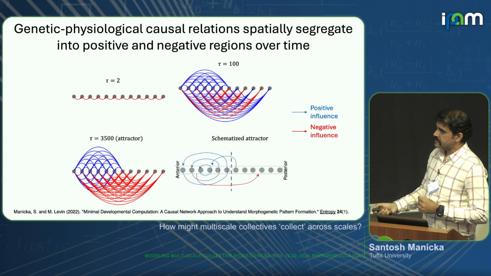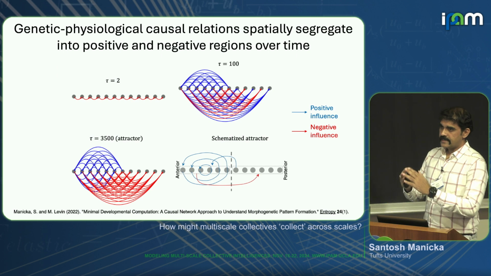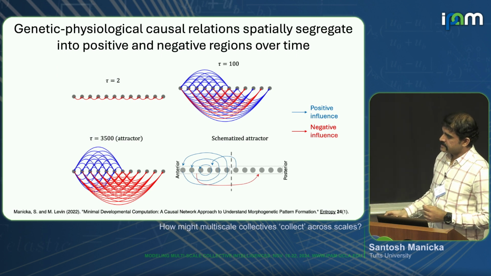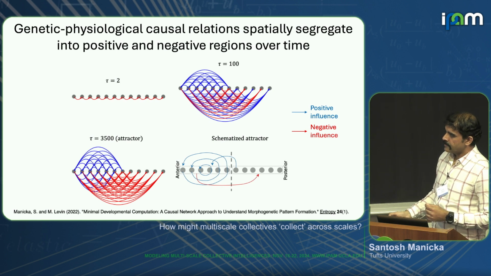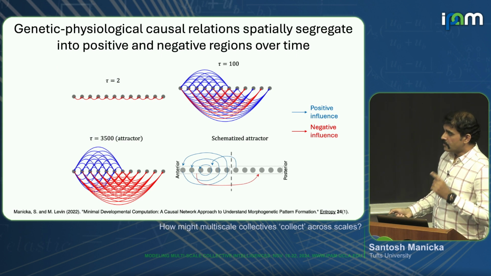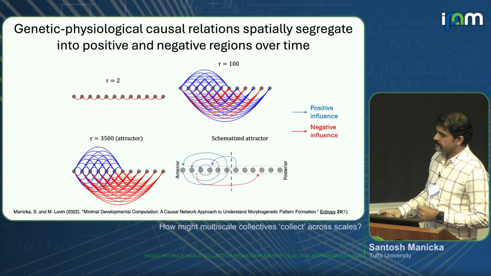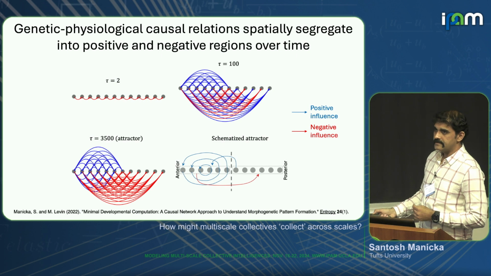And at the longest timescale, so this is the timescale of the entire simulation period, what you see is that all the positive influences cluster in the anterior half of the cell, and all the negative influences cluster in the posterior end of the cell. And more, the cells in the posterior end are completely controlled by the cells in the anterior half.